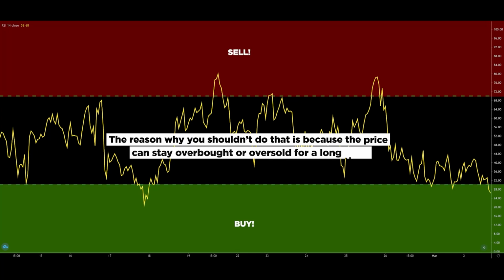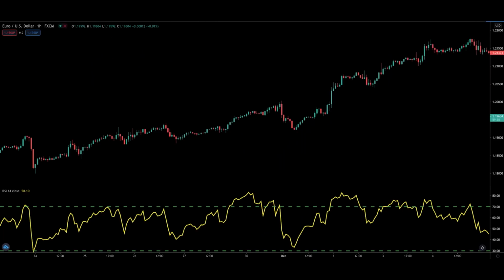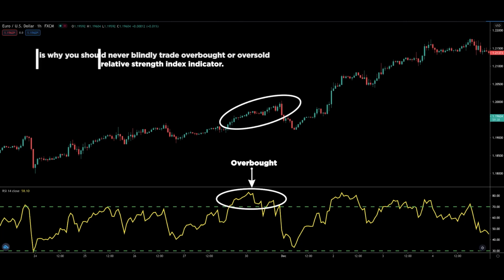Now, the reason why you shouldn't do that is because the price can stay overbought or oversold for a long time. Just have a look at a few examples right here. You can see that right here, the price has been in the oversold region for a long time before eventually rebounding. And right here, the price starts trending upwards and stayed in the overbought region for a long time. This is why you should never blindly trade overbought or oversold conditions using the Relative Strength Index indicator.